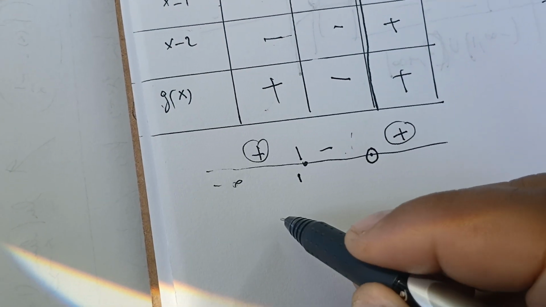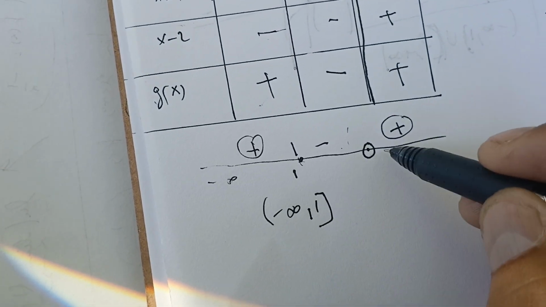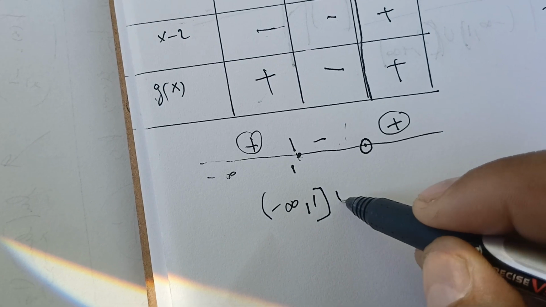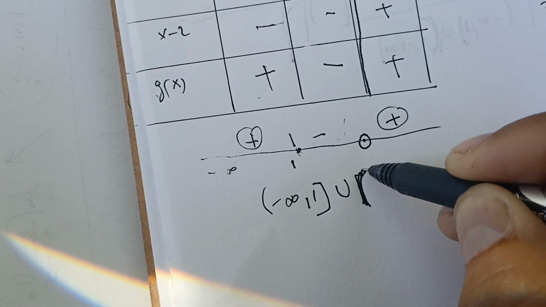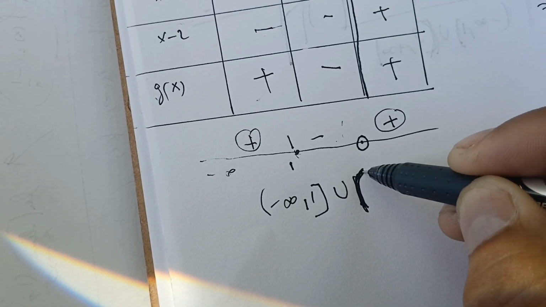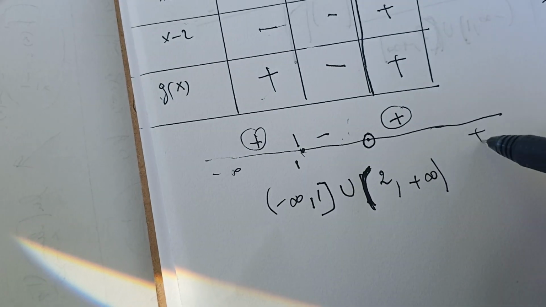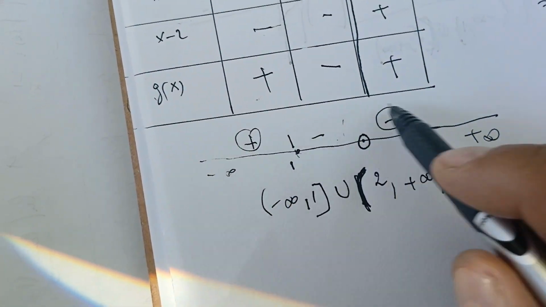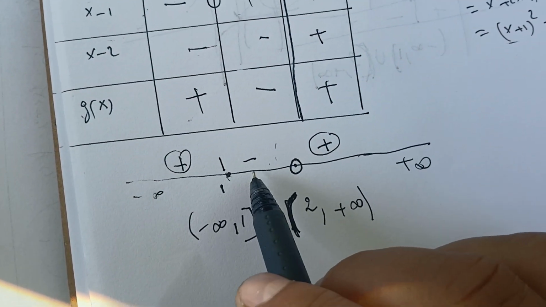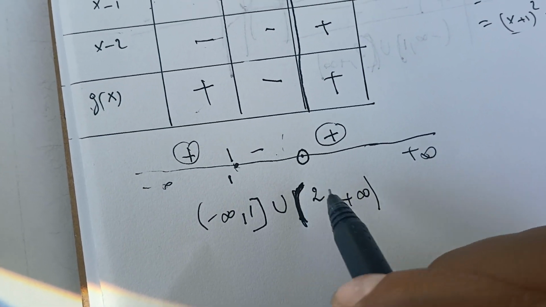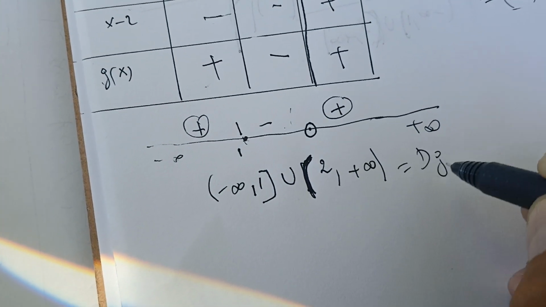So I'm coming from minus infinity until 1. After that, I skip because I'm looking for positive numbers. Union. So the 2 is not included. I'll take it out. I put 2 to plus infinity, and I keep going to infinity. So this is where this function is defined, where it's positive. Exactly. So this is our domain. Let's call it D of g.